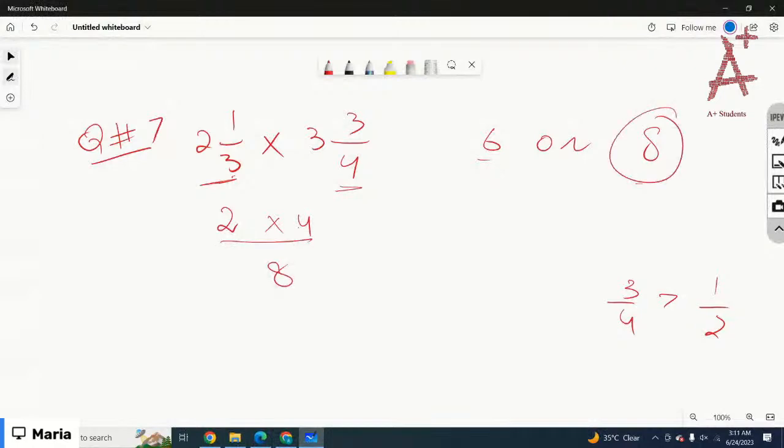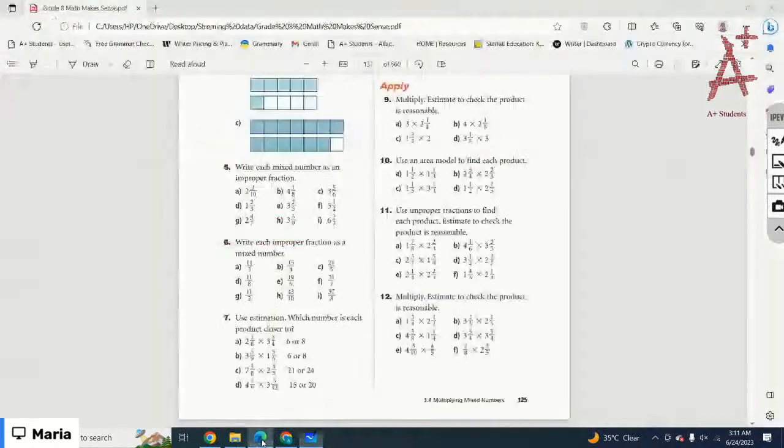Got it? You have to round off both the fractions, and then you have to multiply them, and you need to see the product is close to which number, 6 or 8. So the product is close to 8. Got it? Let's just do another one.